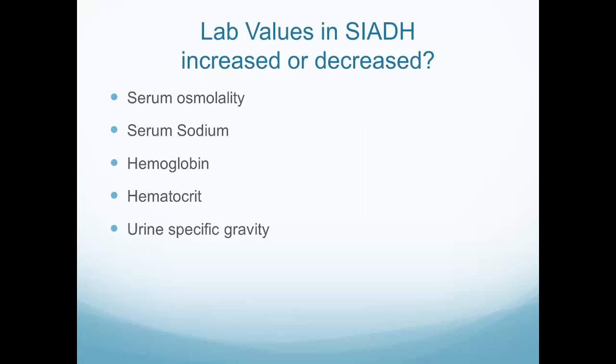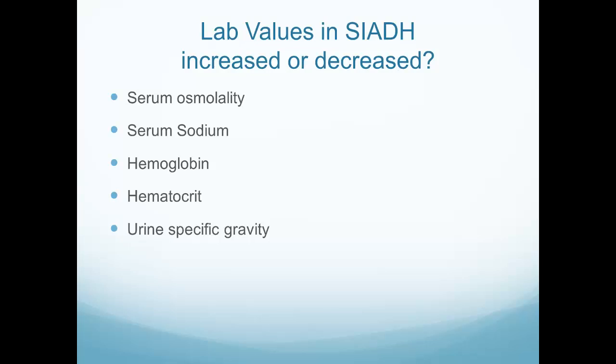Lab values for a patient who has SIADH. Let's take a look at these and talk about whether they are going to be increased or decreased. If the patient is hanging on to too much fluid, what's going to happen to our serum osmolality? Remember, osmolality is concentration. So if we're hanging on to too much fluid, the concentration will go down. It'll be diluted. Our serum sodium will also go down because we're diluting it out. Hemoglobin and hematocrit will fall because they are measures in relationship to the amount of volume we have. And then lastly, our urine-specific gravity will increase.